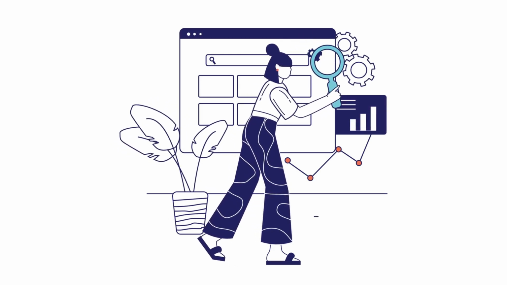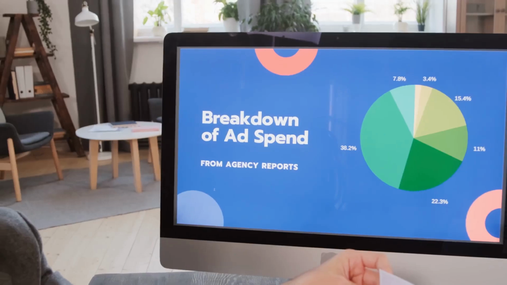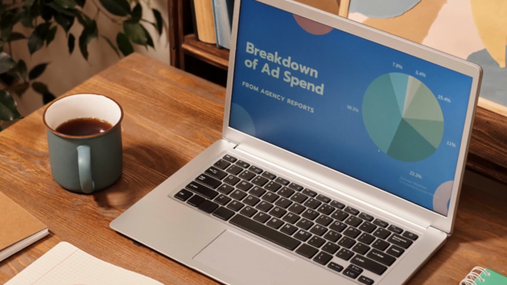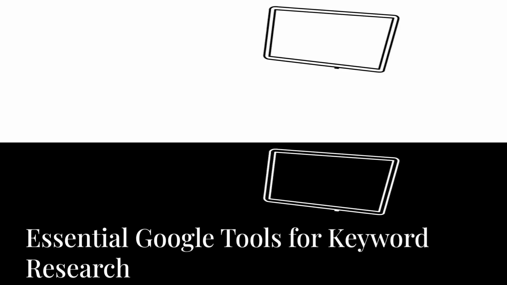It also gauges competition. High CPCs usually mean more advertisers are bidding on the keyword, indicating higher competition in both paid and organic search. And of course, budgeting insight. If you plan to run ads, CPC data is crucial for estimating costs.